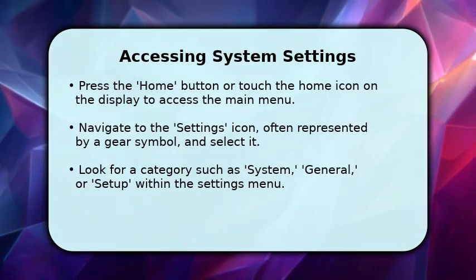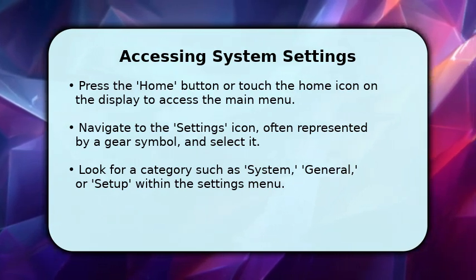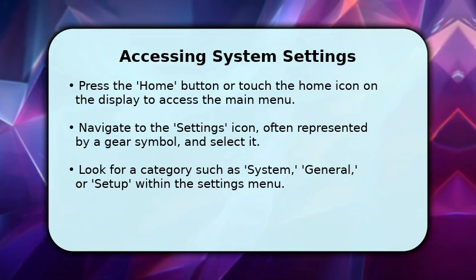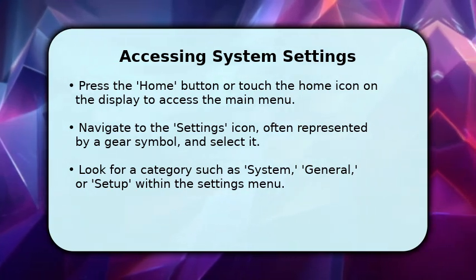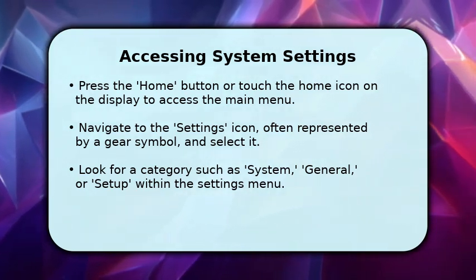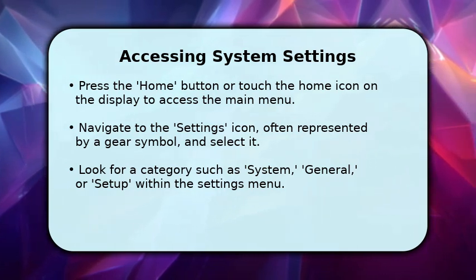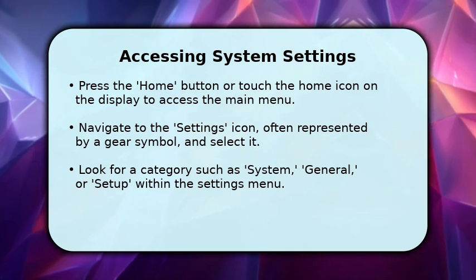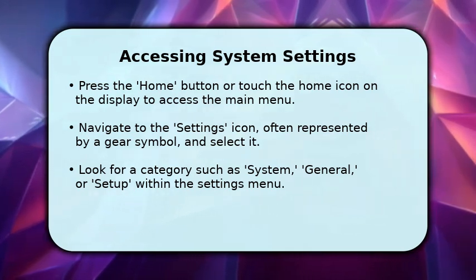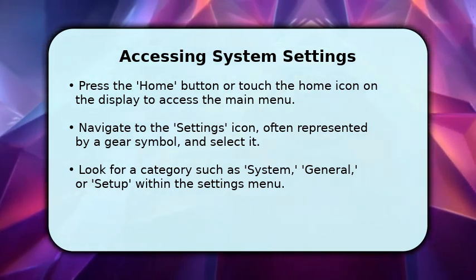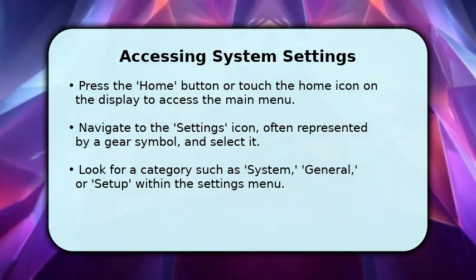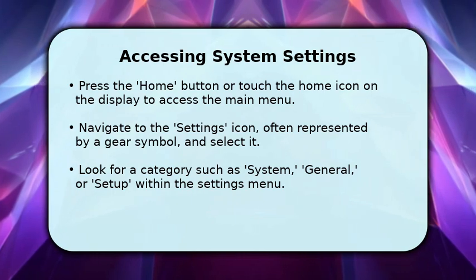Once you are at the main display, press the Home button or touch the Home icon to bring up the main menu. From there, you will need to find and select the Settings icon, which typically looks like a small gear. After entering the settings, search for a general category like System, General, or Setup. This section usually contains options for various vehicle functions, including language preferences. Take your time to locate the correct menu.